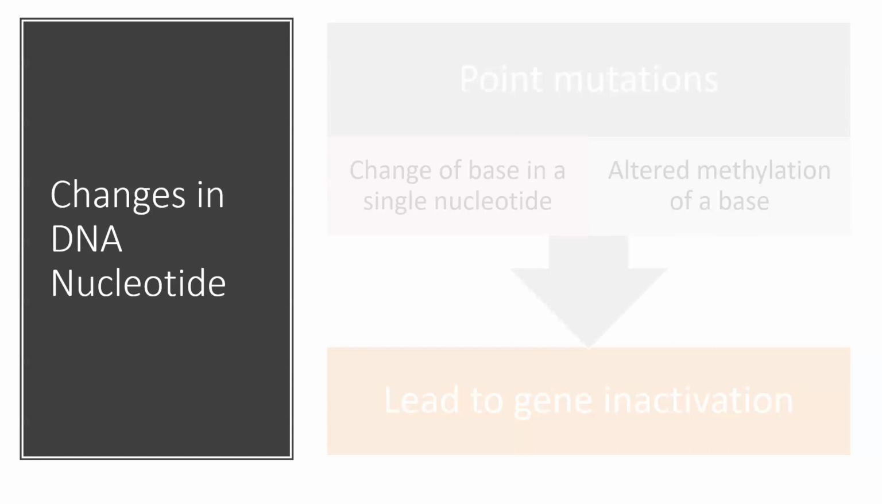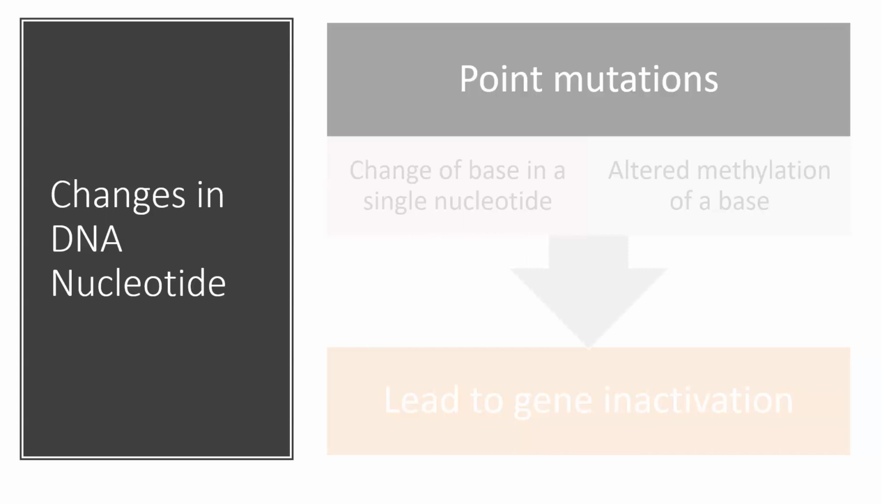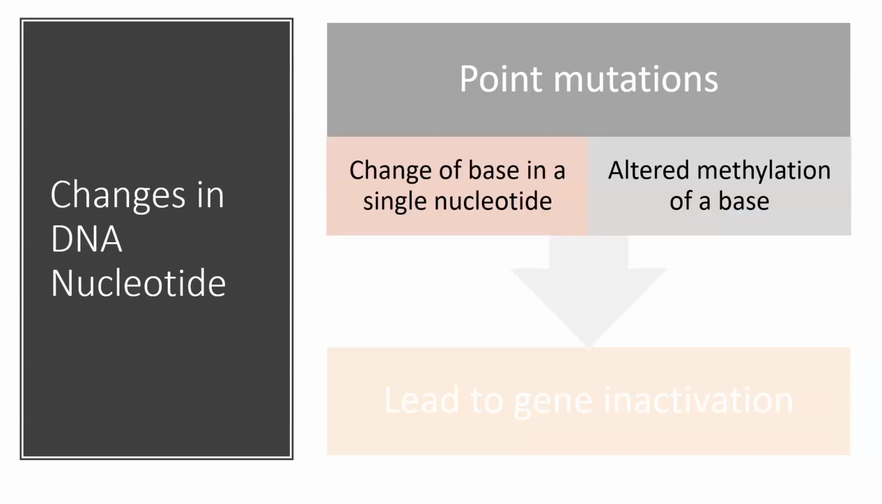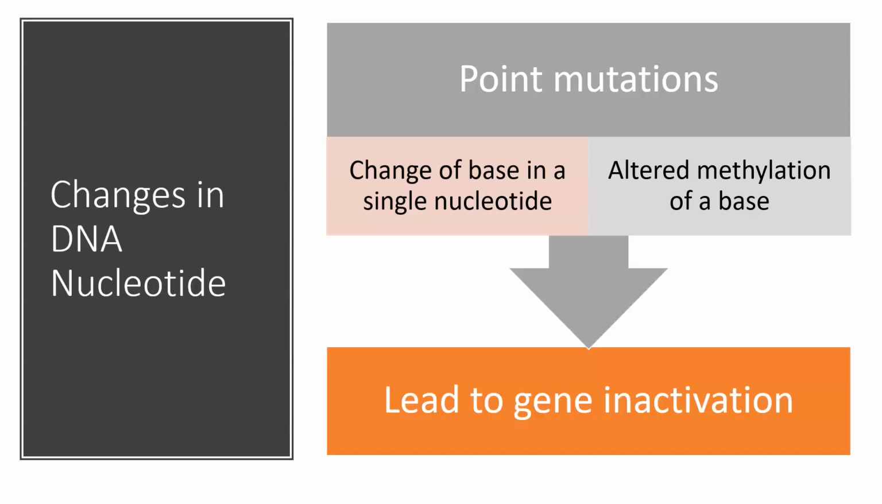In addition to larger modifications of nuclear DNA sequence, changes at the level of a single DNA nucleotide that occur in a coding region can also lead to somaclonal variation. For example, point mutations that result from a change of base in a single nucleotide, or the altered methylation of a base, can lead to gene inactivation.